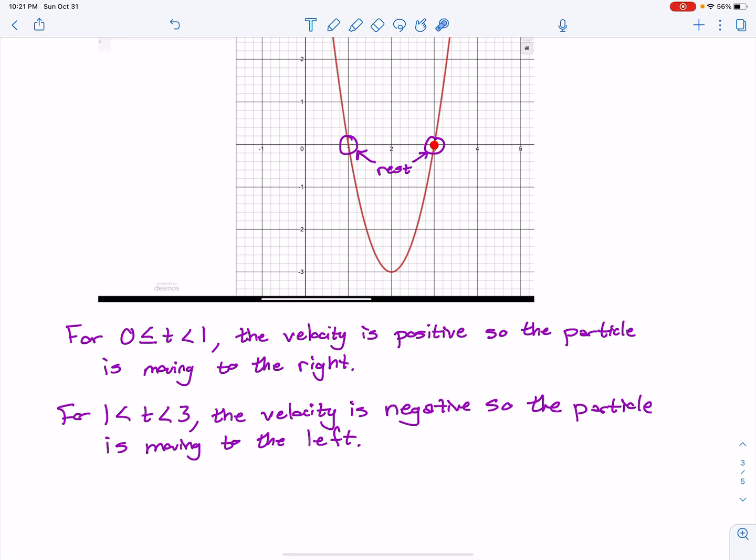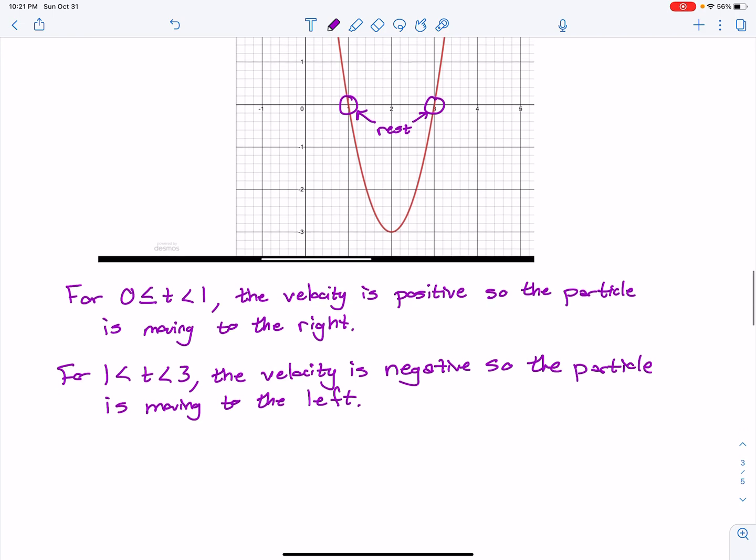And then after 3 seconds, we keep going up on our parabola. We get into those positive y values again. So after 3 seconds, our particle is moving to the right.